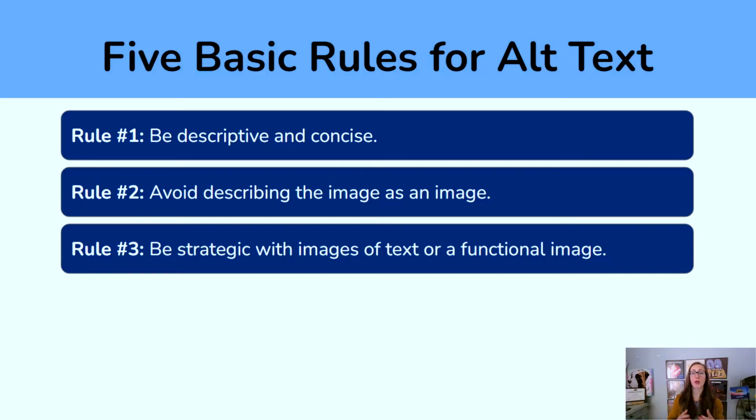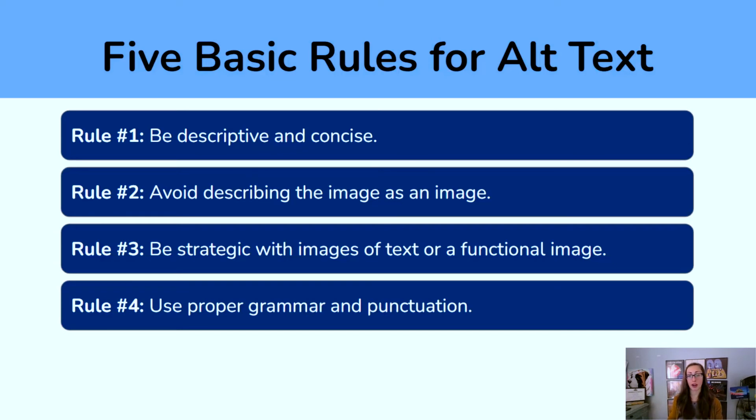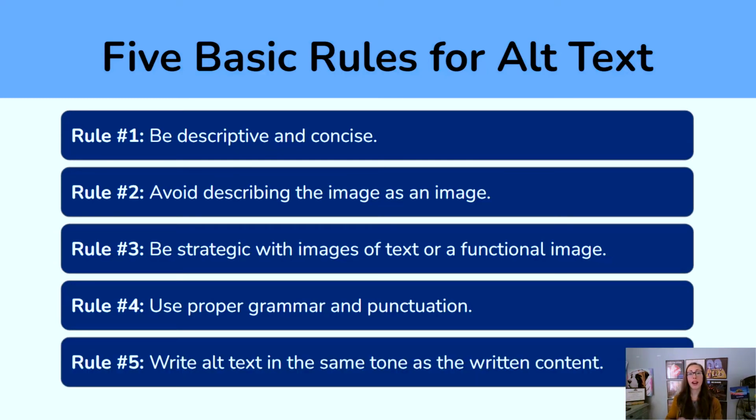The exception is when the image contains over 125 characters, as mentioned before, such as something like an infographic. In those cases, write short alternative text to summarize the image or indicate that it is an infographic of something, and then move the text from that image into the written content so that it can be picked up by a screen reader. Rule number 4, use correct grammar and punctuation. Always capitalize the first letter and end whole sentences with a period. And rule number 5, write alt text in the same tone as the written content.